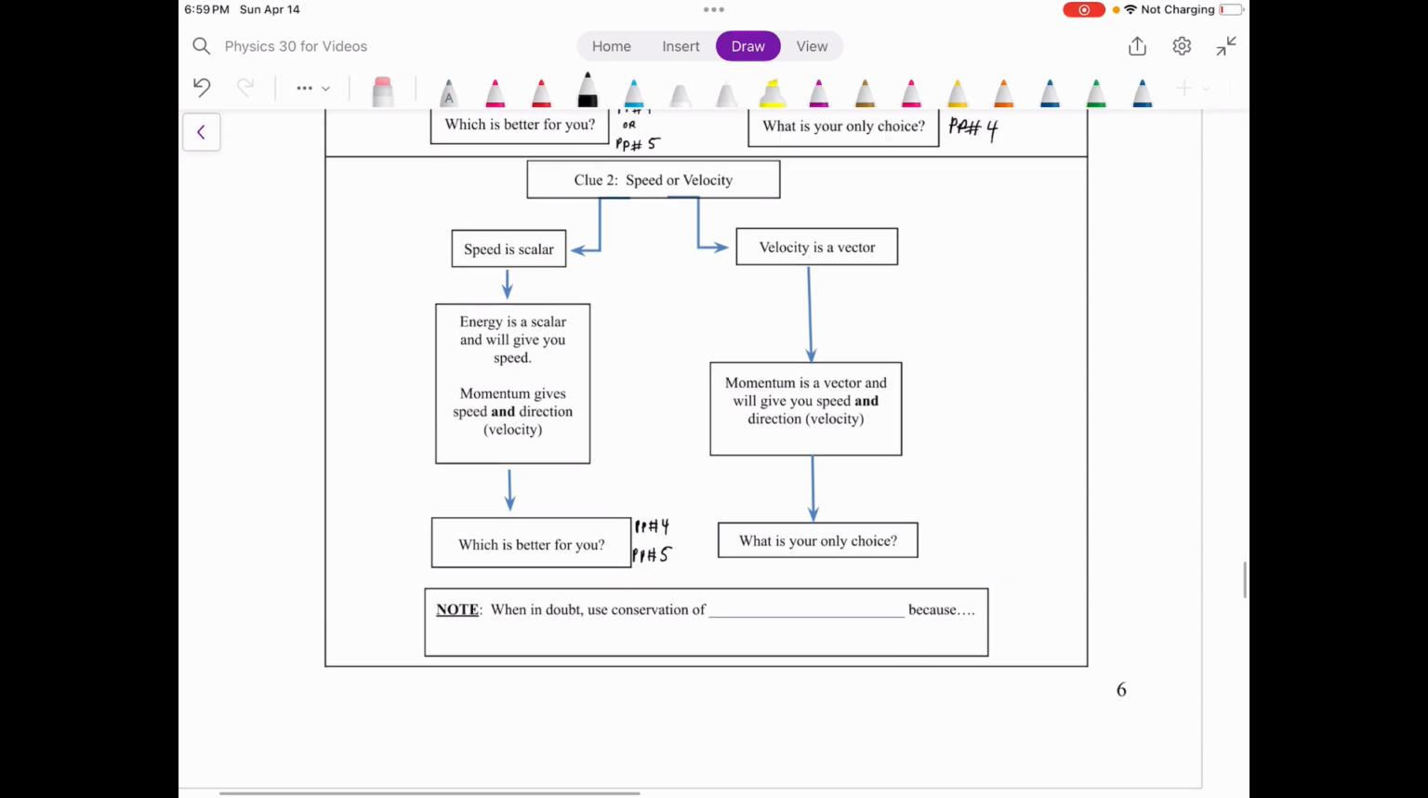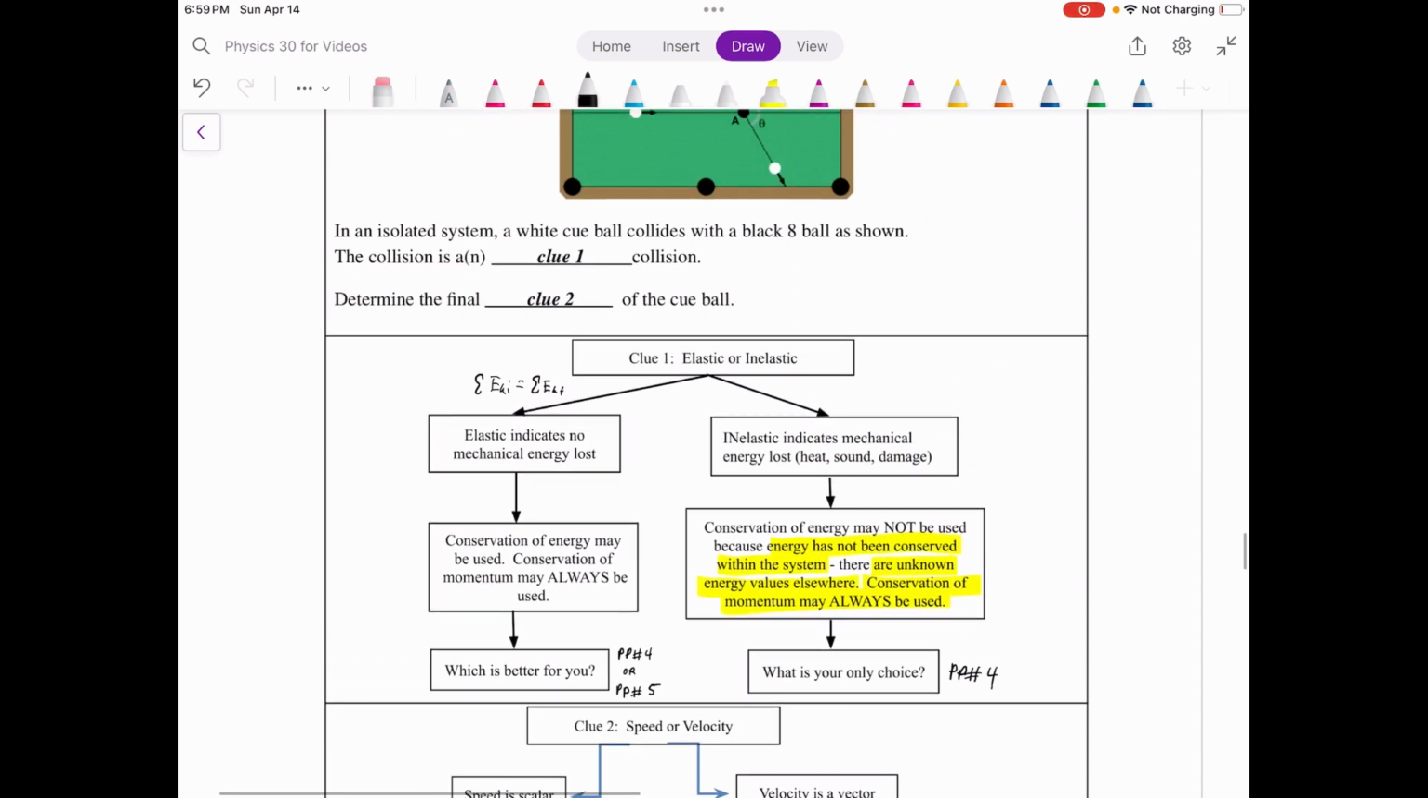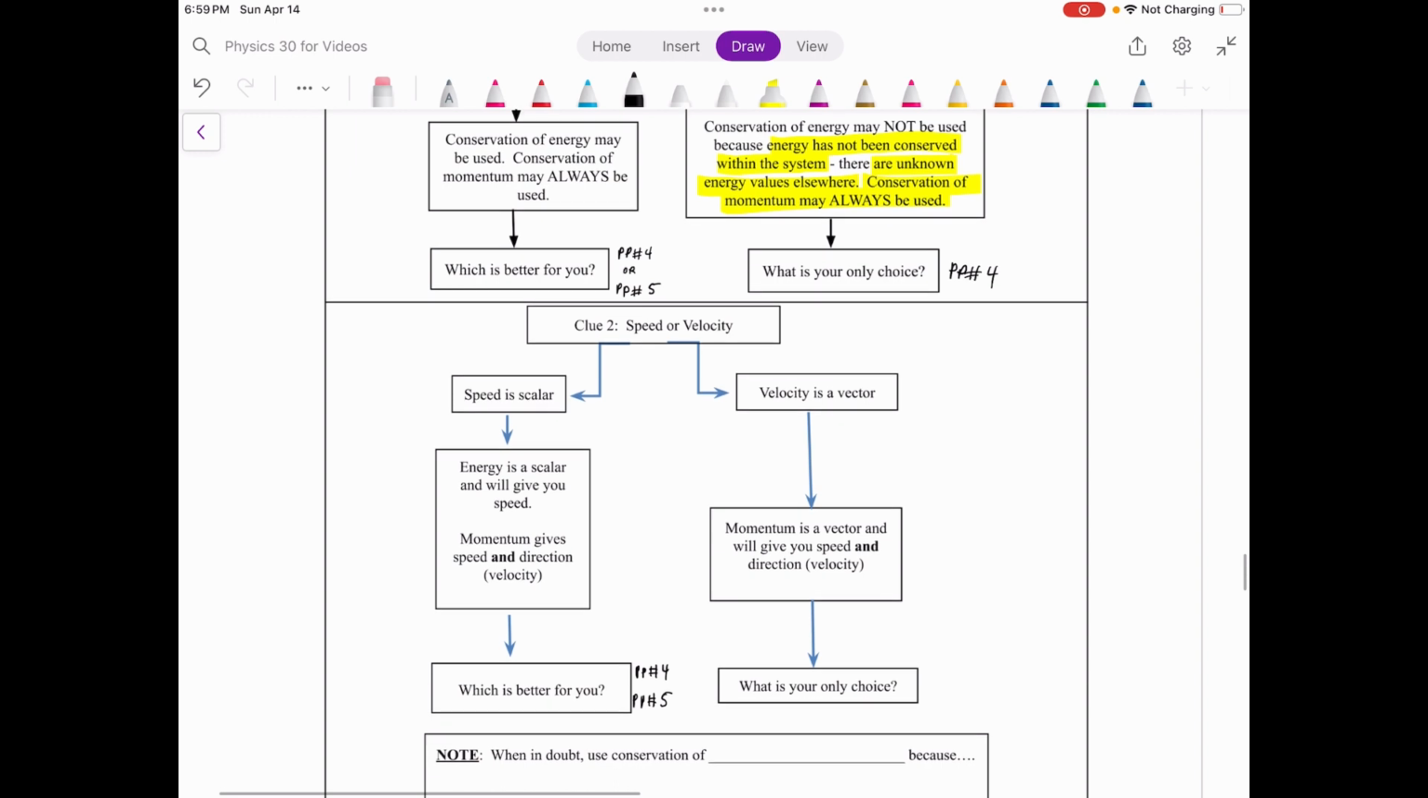However, even if it told us that it was an elastic collision, but then it asked us to find the final velocity of the cue ball, we're going to have to use conservation of momentum, right? Because energy is not a vector. It's never going to tell us about direction. Only momentum, which is a vector, can do that. Velocity is a vector. Momentum is a vector and will give us speed and direction. In other words, it will give us the velocity, right?